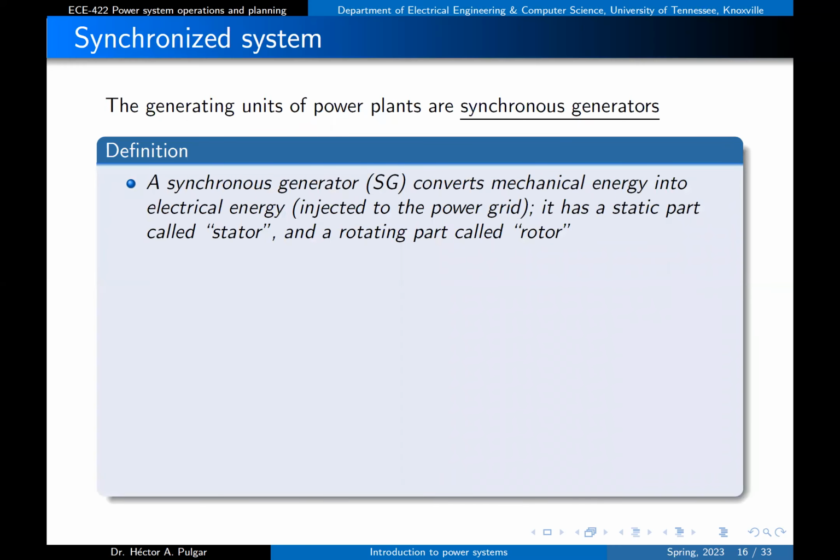The system is a synchronized system. So it's large, as I showed you in the picture at the beginning, but it is also complex because it's synchronized. Synchronized means that the speeds of all the generators in the system will be proportional to each other. If one starts speeding up faster than the rest, there will be some interaction and power flow between the machines. So that machine that was speeding up will be dragged down and be equal with the rest.